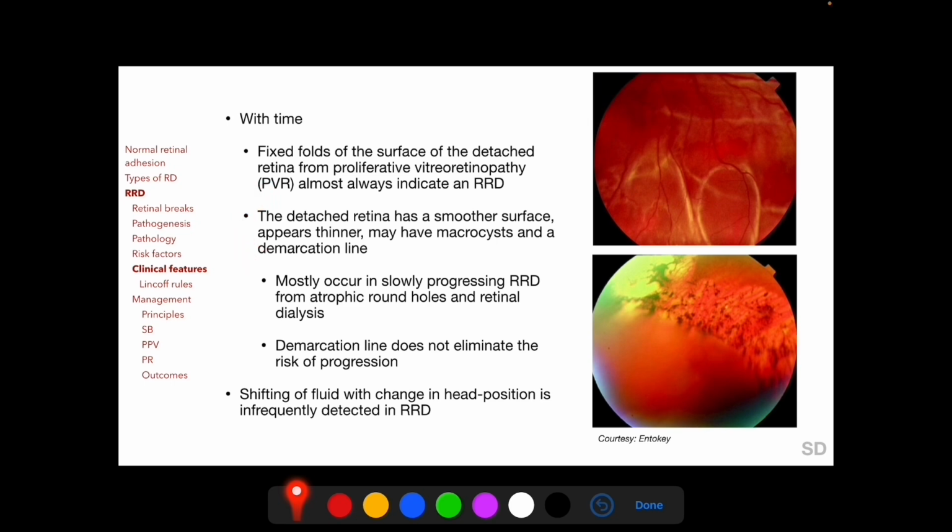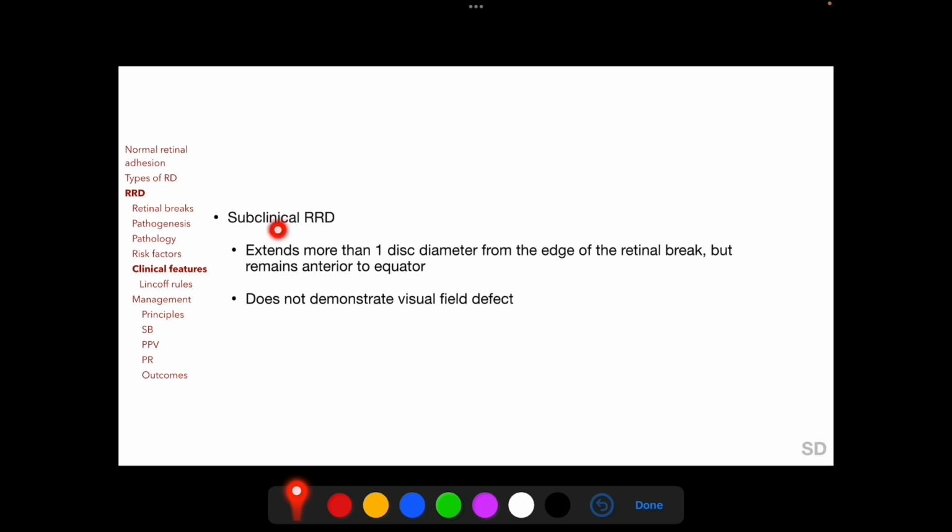These mostly occur in slowly progressing RRD from atrophic round holes and retinal dialysis, and we must remember that demarcation line does not eliminate the risk of progression of RRD. Shifting of fluid with change in head position, which is characteristic of exudative RD, is infrequently detected in RRD. A subclinical RRD is defined as an RRD which extends more than one disc diameter from the edge of the retinal break but remains anterior to the equator and so does not demonstrate visual field defect.